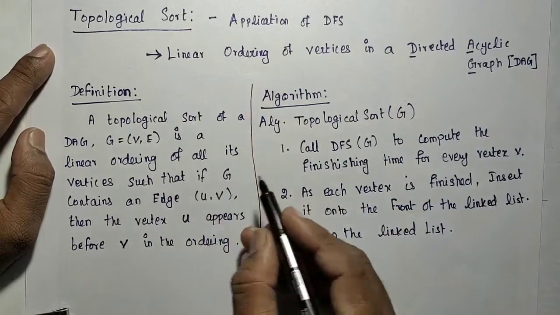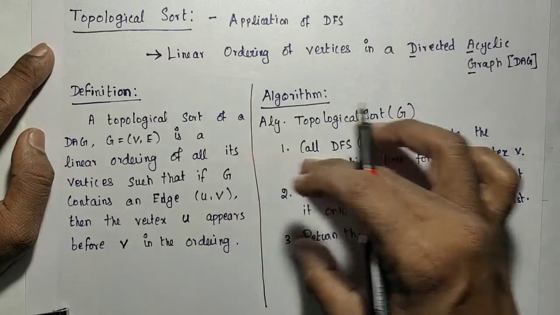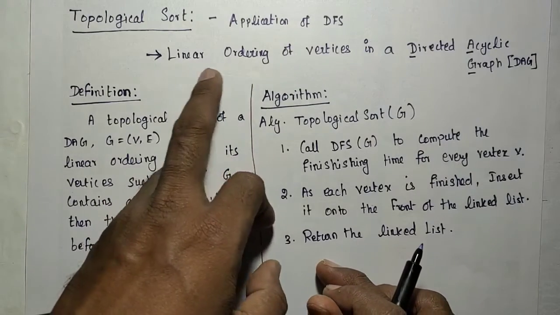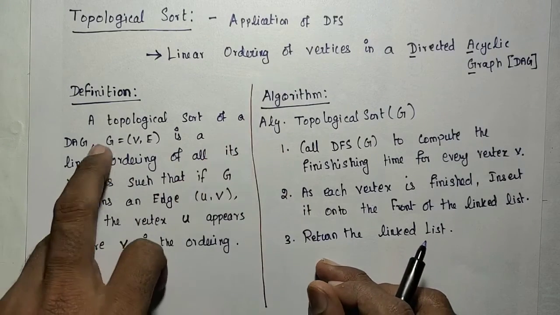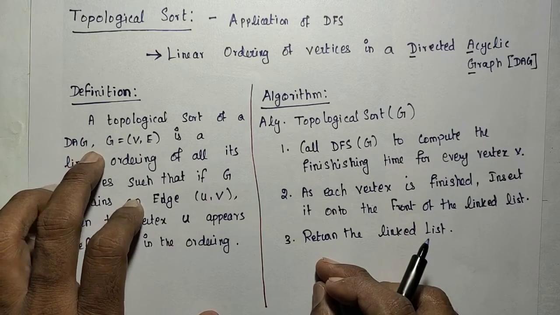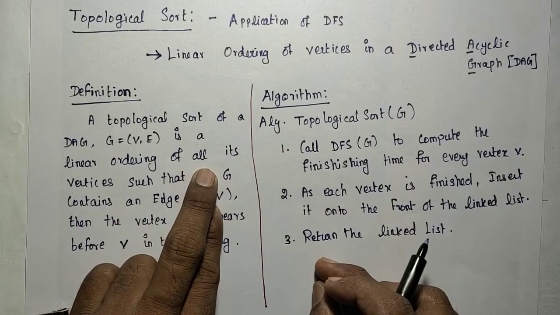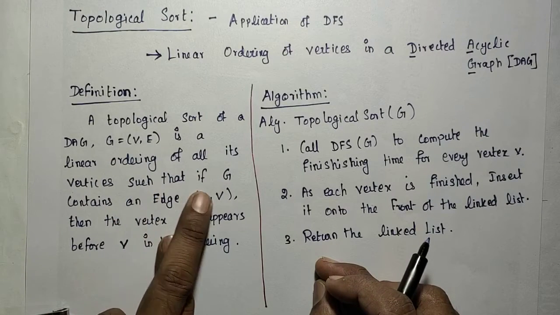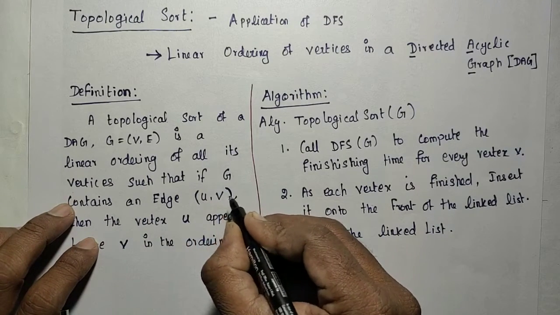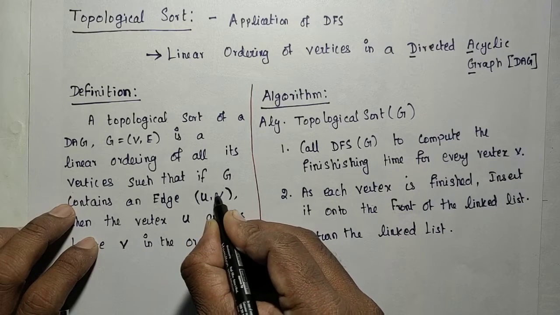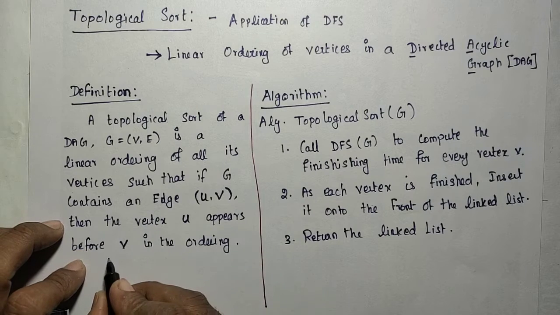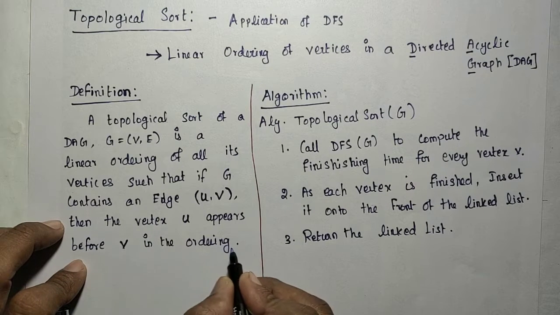So that is a topological sort. We are going to write the vertices in a particular order. What is that linear order meaning? Let's see the definition. Topological sort of a DAG is a linear ordering of all its vertices such that if G contains an edge U comma V, then vertex U appears before V in that ordering.